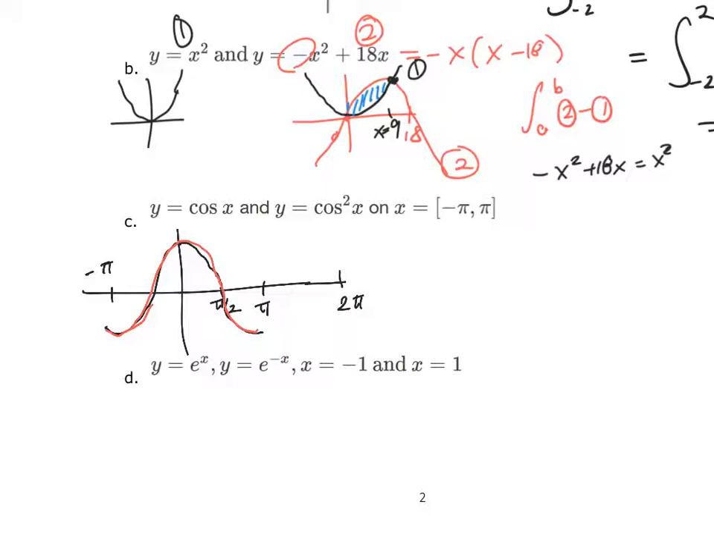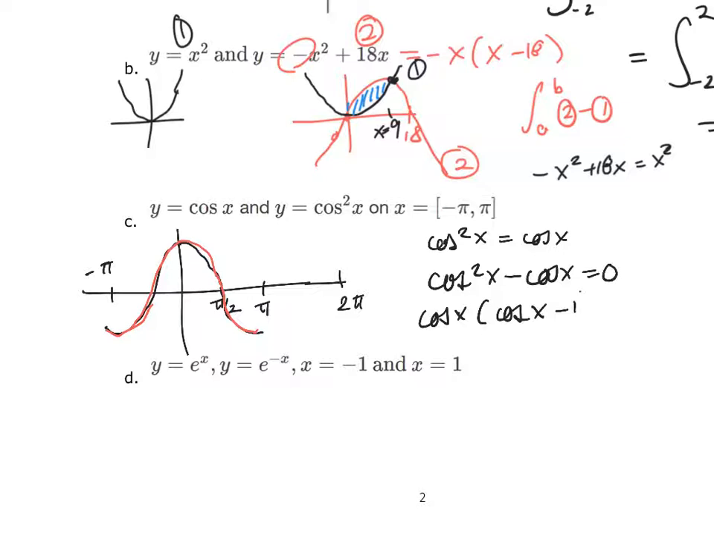And when I have cosine squared, that means that all of my answers are going to be positive. So it's going to have a slightly different graph. What I also know, without going to Desmos, and I will in a minute, is I'm going to set those equal to each other. So I have cosine squared x is equal to cosine x. So I'm going to bring the cosine to the other side. So cosine squared x minus cosine x is equal to 0. Just like before, where I factored out a negative x, I'm going to factor out a cosine x. So cosine x times cosine x minus 1 is equal to 0.